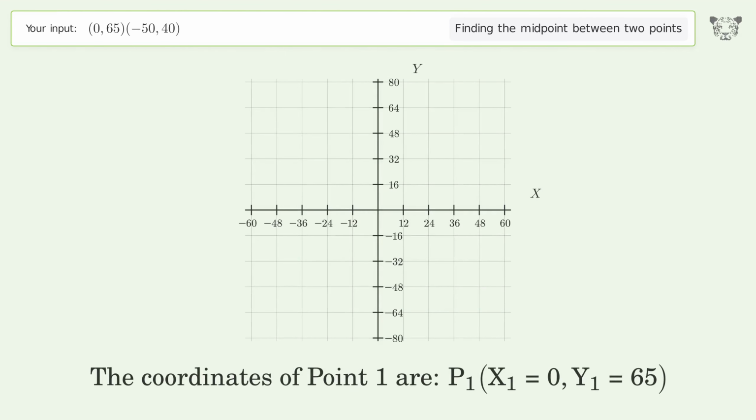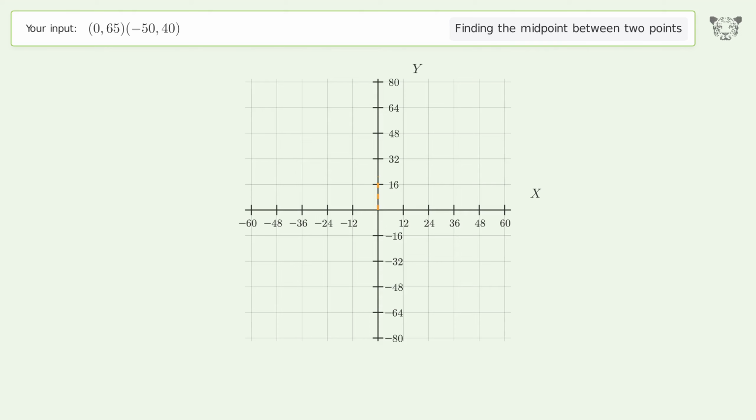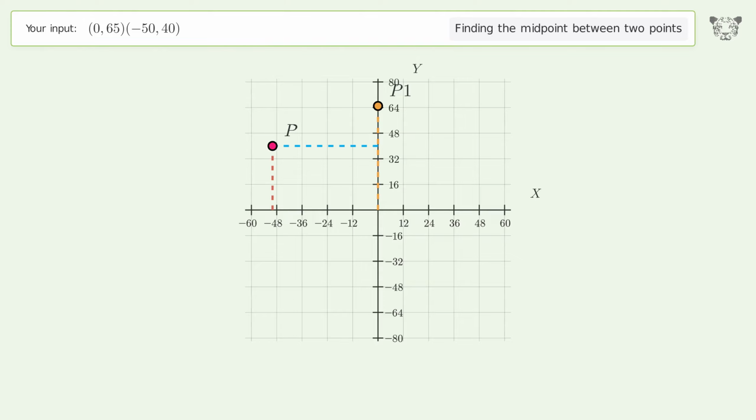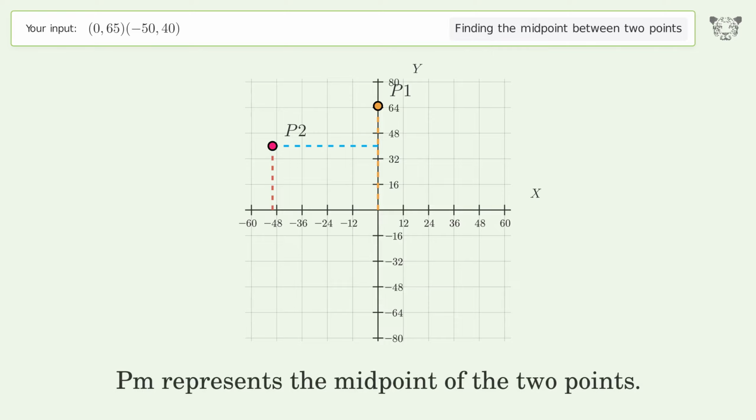The coordinates of point 1 are x1 equals 0, y1 equals 65. The coordinates of point 2 are x2 equals -50, y2 equals 40. PM represents the midpoint of the 2 points.